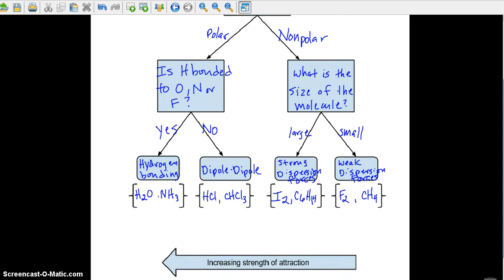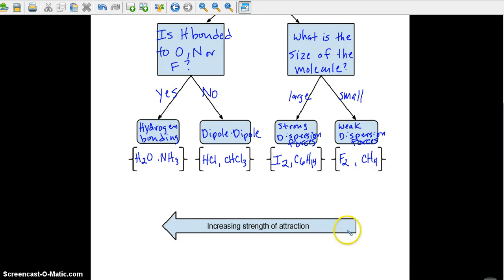And then down here at the bottom of our flow chart, you can see that as we go from right to left, we are increasing the strength of attraction. So these are going to be the strongest attractions between molecules. These will be the weakest attractions between molecules.